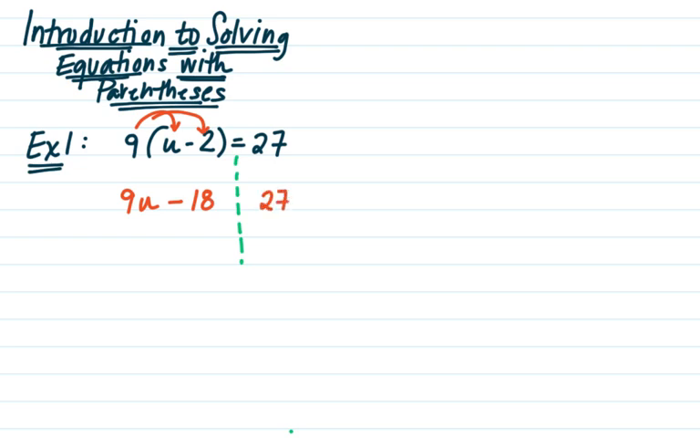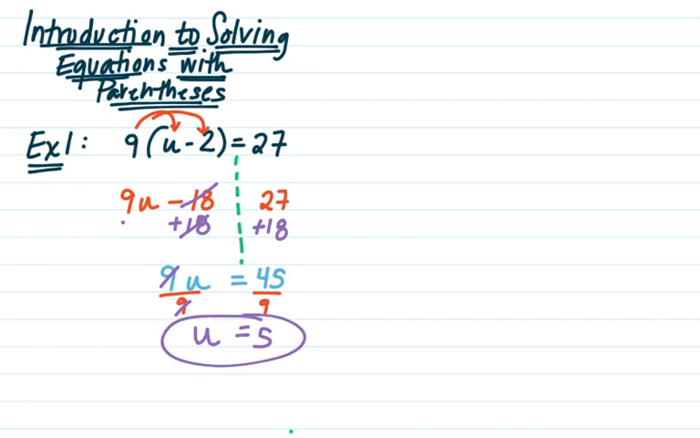Now it's just a regular 2-step equation like normal. First thing we're going to do is say, in the end, I want to know what does u equal, but I have to remove this and this. First, we'll remove the minus 18. We get plus 18. This cancels out, and we have 9u left over, equal to 45. Now to remove the 9, we just divide by 9, and we get that u, those cancel, u must have equaled 5.